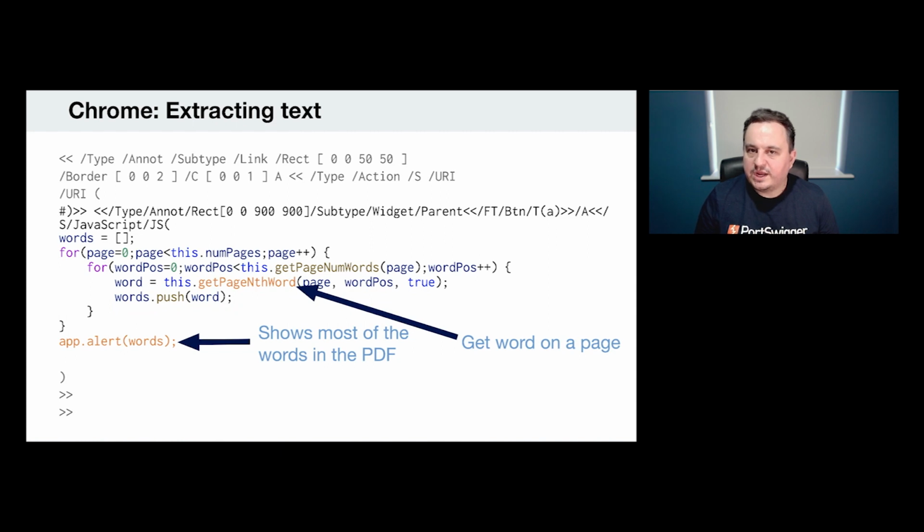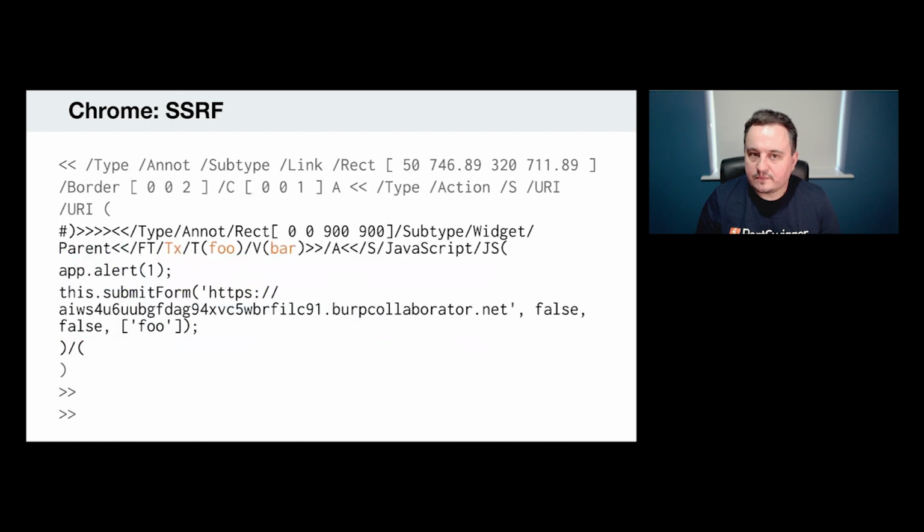Now, interestingly, the submit form function will only submit to an external URL on a user interaction event. So it requires a click on Chrome. Not on Acrobat, but on Chrome it does. Also, we can use this for SSRF, which is awesome.